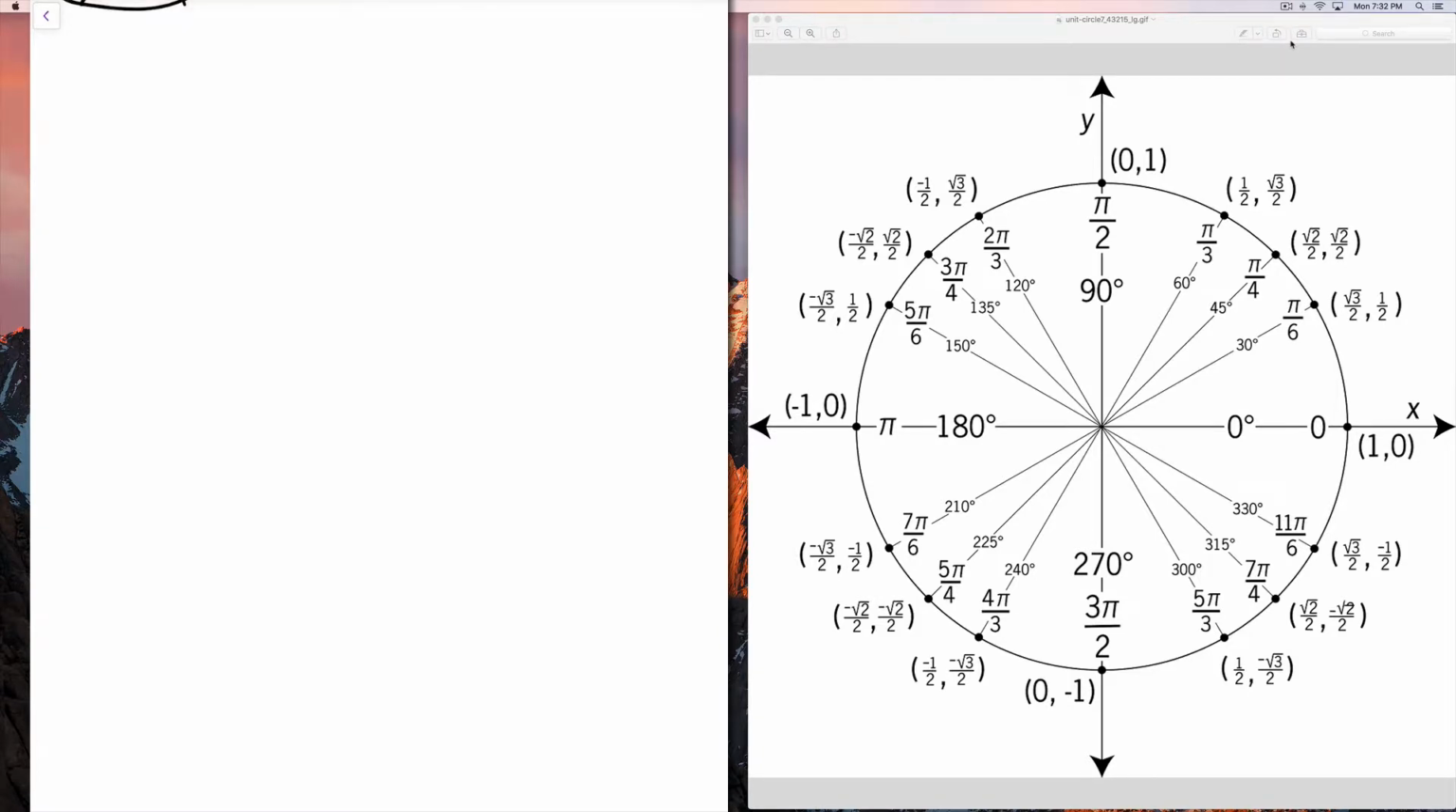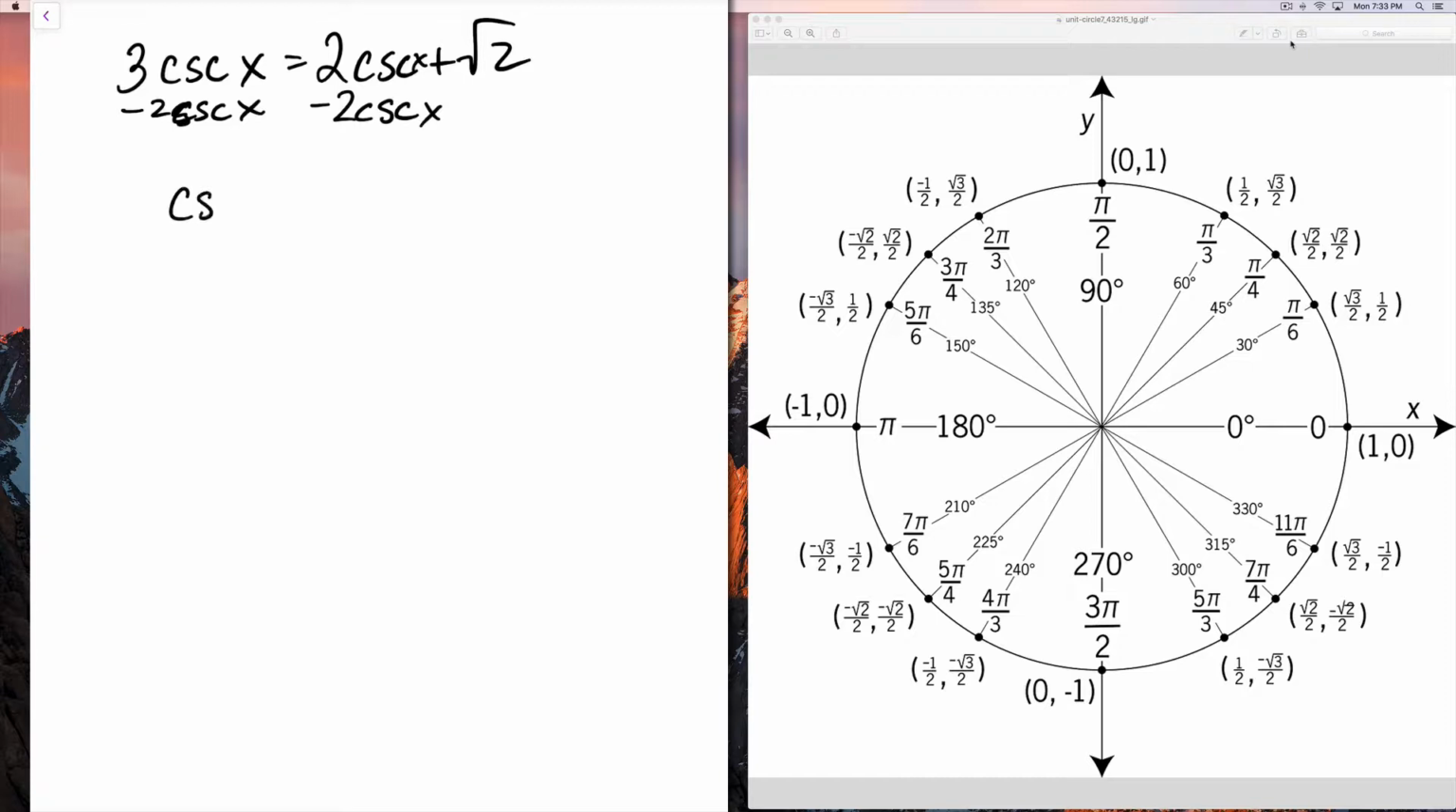Okay, now number 7. 7 is 3 cosecant x equals 2 cosecant plus square root of 2. So I want to simplify this to find out what cosecant is. And it looks like I'm going to find that out pretty quick. Cosecant x is going to give me cosecant x equals square root of 2. Now recall that cosecant is 1 over sine x. And since this is sine x, I know that my answer, whatever radian this is, is going to be plus 2 pi n. So I can get that right out of the way right now.